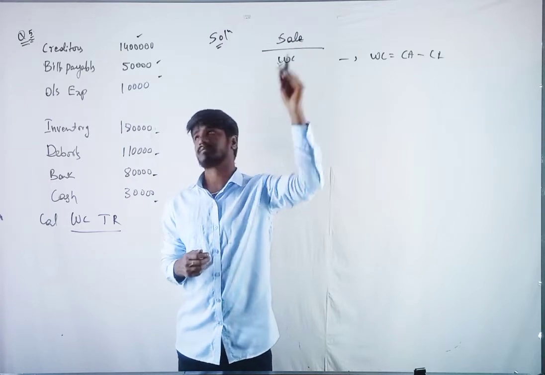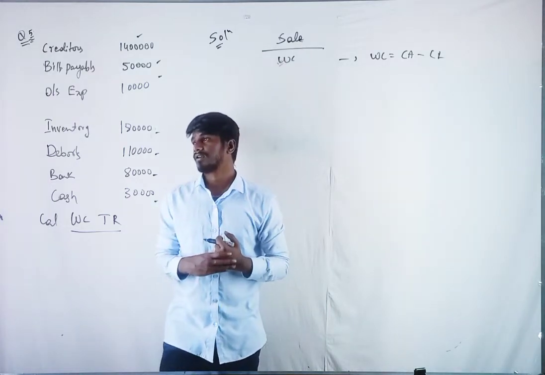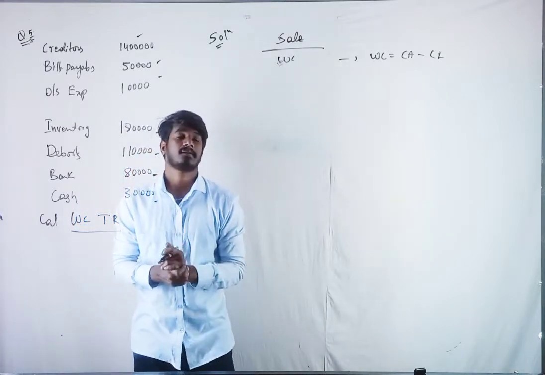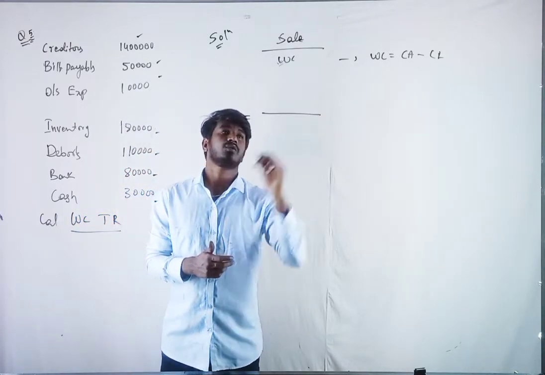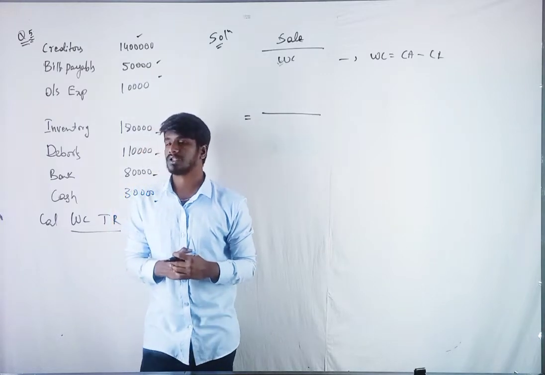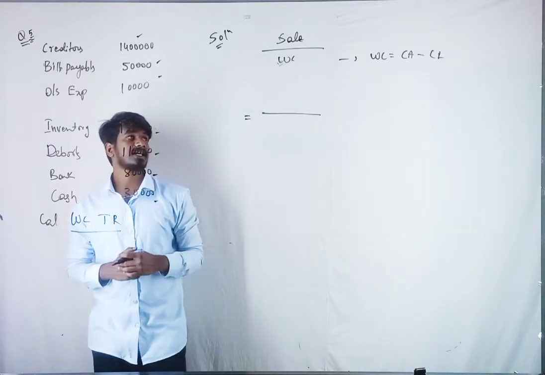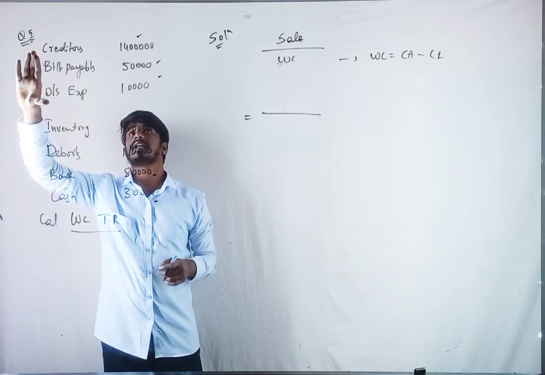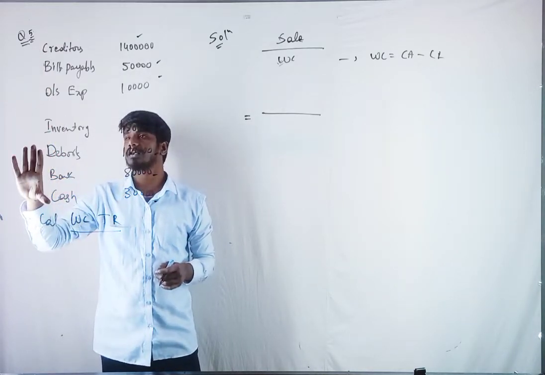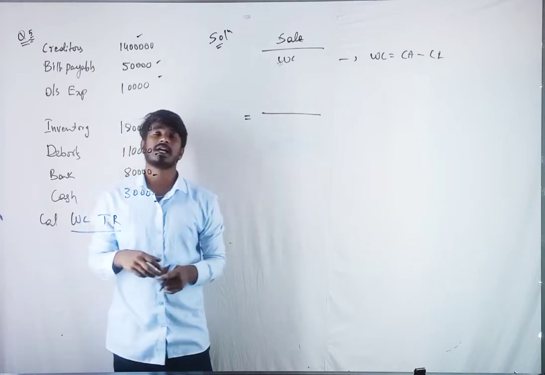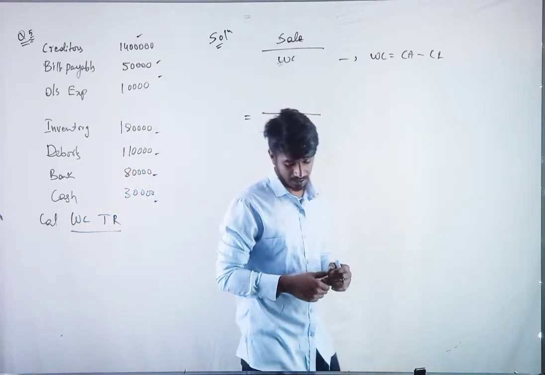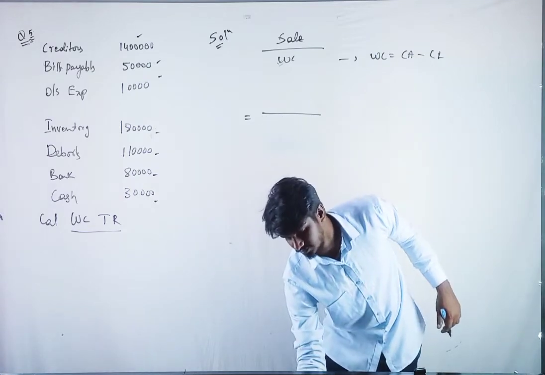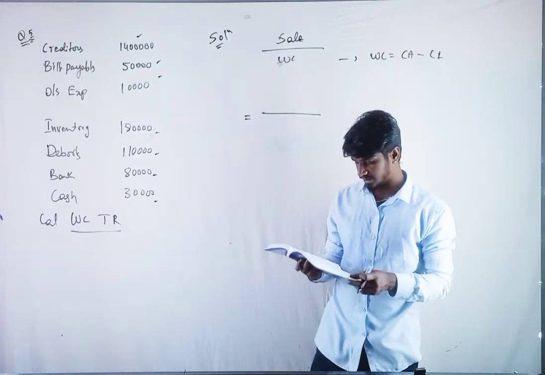Fine. Yes, it's completely all right. Shall we calculate? So, what is the working capital? Current asset minus current liability. This is current liability. This is your current asset. We should total and minus it. One more point is missing here.